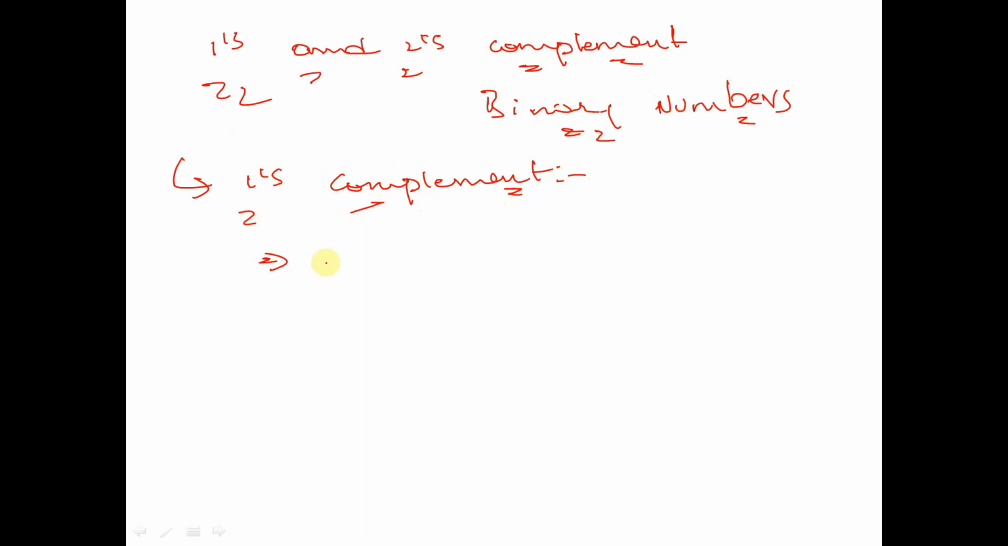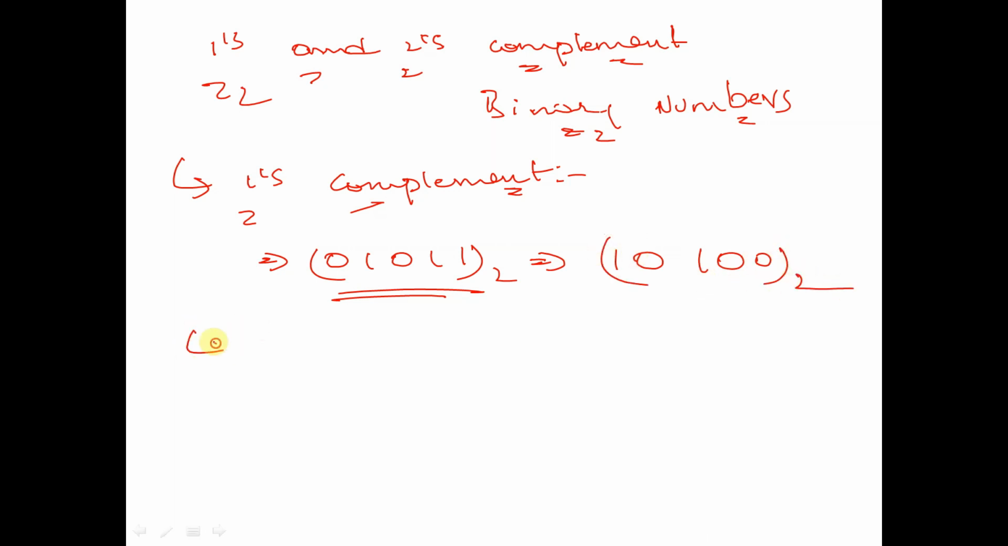So let's take an example, say 01011 to the base 2. For finding the ones complement of this binary number, we will just swap zeros to ones and ones to zeros. It's an easy process. So the ones complement of 01011 will be equal to 10100 to the base 2.